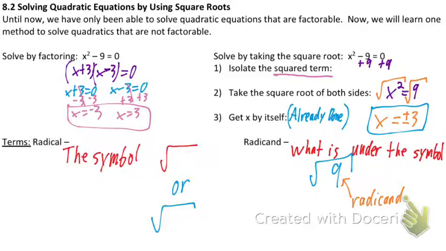Now, sometimes when you see this, some people will call this the square root of 9. Some people, especially in Algebra 2, start calling it radical 9. It means the same thing. Saying square root 9 or radical 9, you're saying the same thing. It's just two people saying the same thing in a different way. Anyone still need this before I move on?